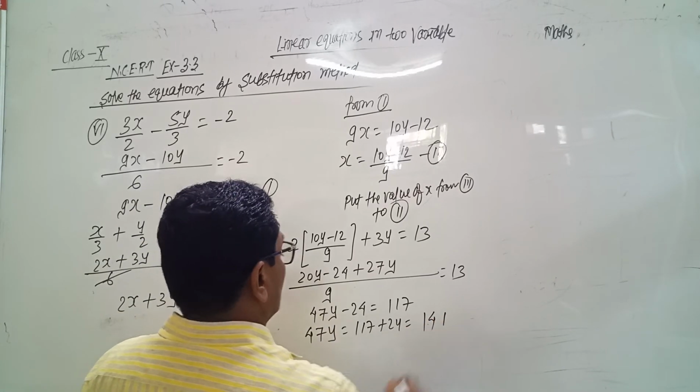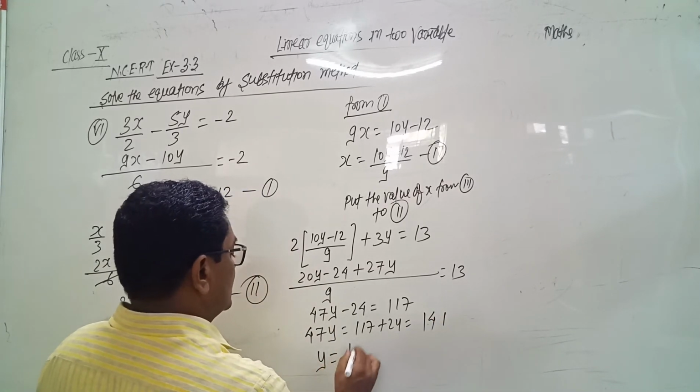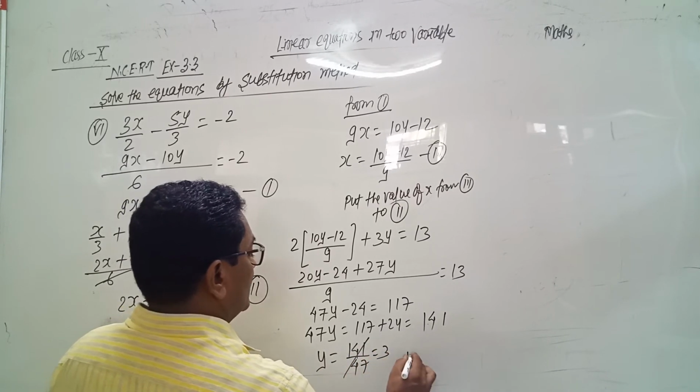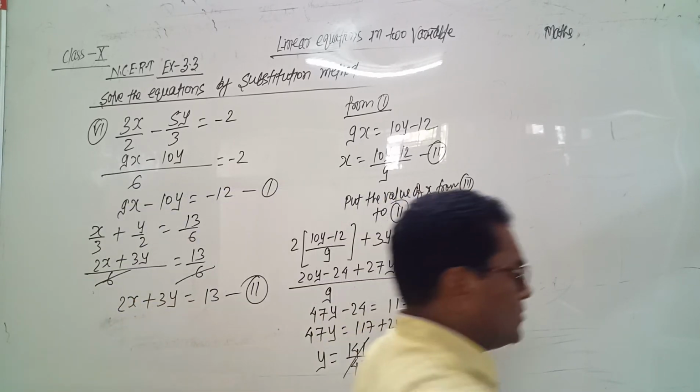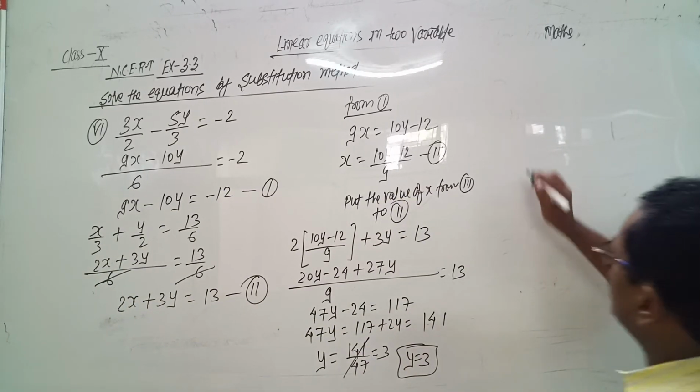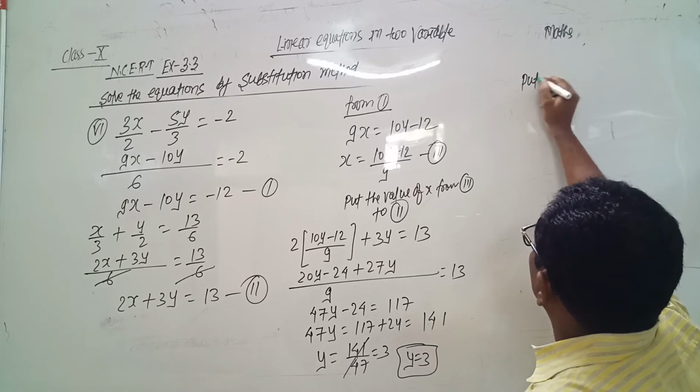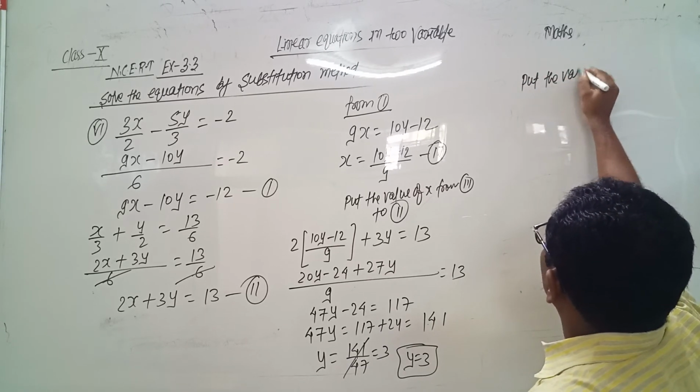So the value of y is 141 by 47, which goes by 3. So we get the result y equals 3. Now put the value of y in the third equation.